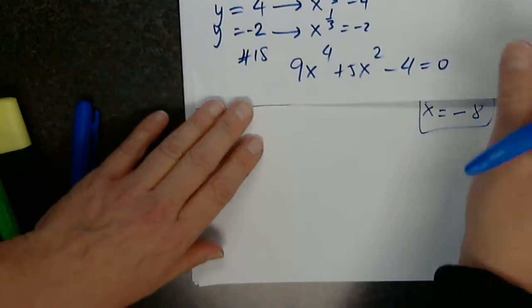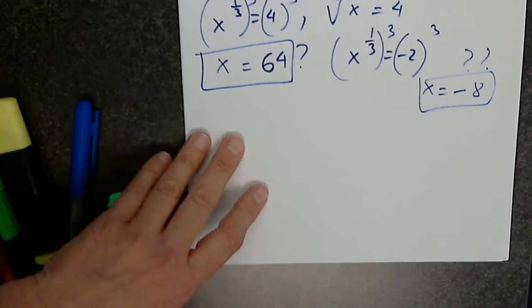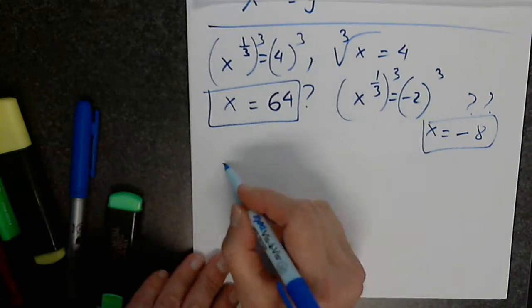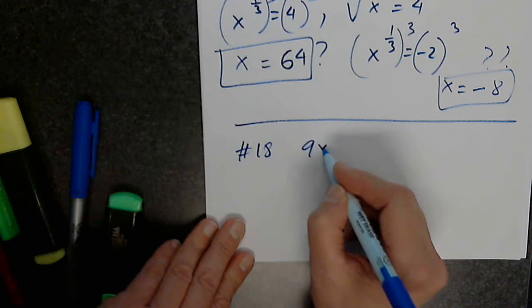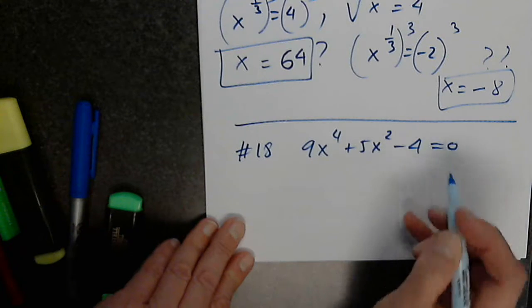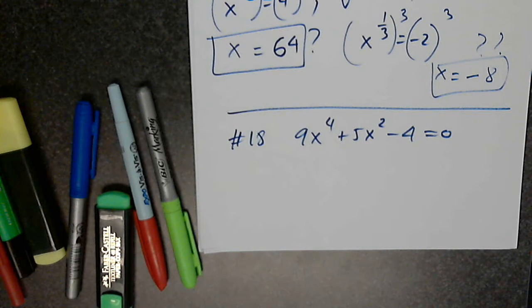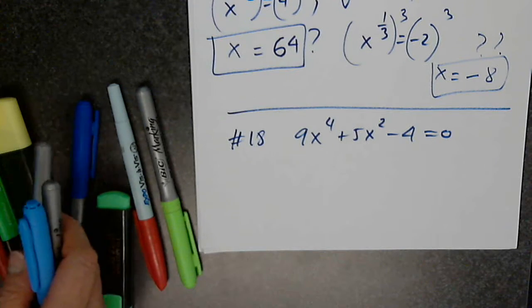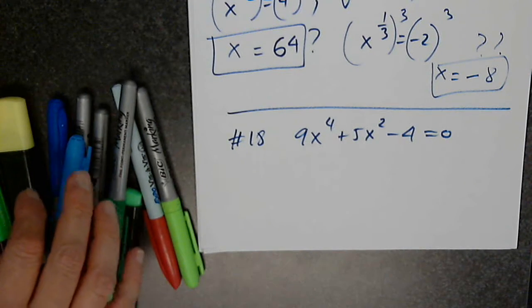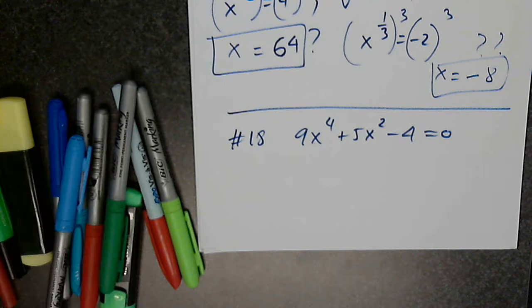Okay, now we're ready to work on 18. Okay? So let's work on 18. I'm going to copy it here. Last one before we move on. Yes, please, Brian? Oh, okay. Please let me know if you need help.